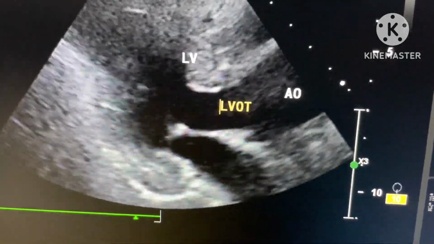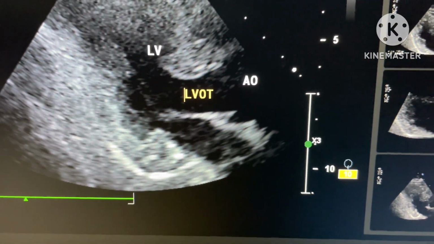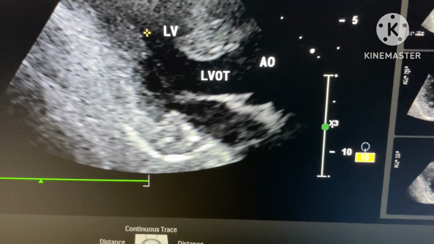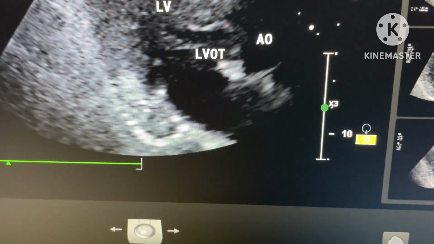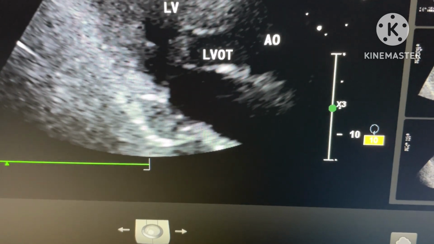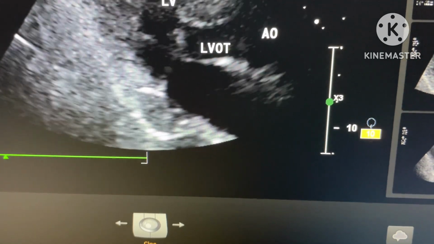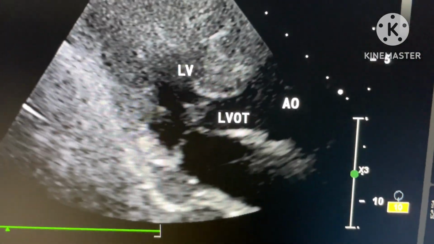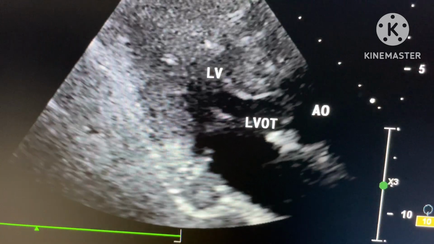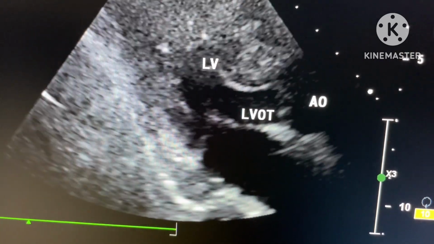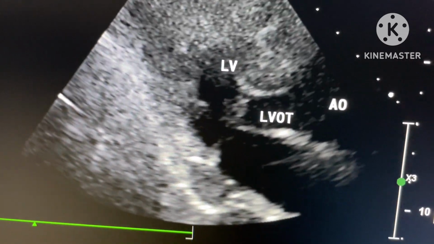So what happens? You see, systole in this moment. When the mitral valve closes, systole has started already. You see, the whole mitral valve moves towards the interventricular septum. That is called SAM, systolic anterior motion of the anterior mitral leaflet. Basically, you see the whole mitral valve, mainly the anterior mitral leaflet, moves towards the interventricular septum.